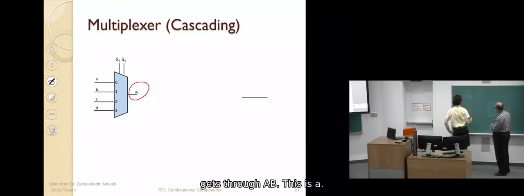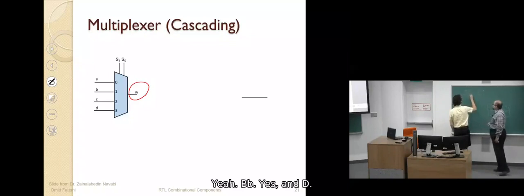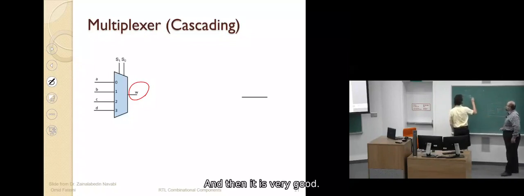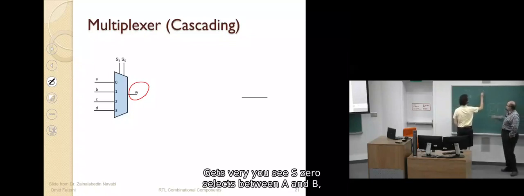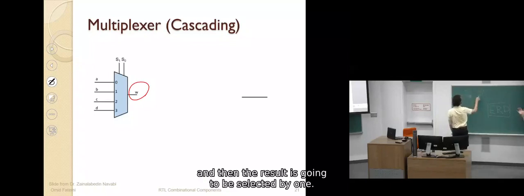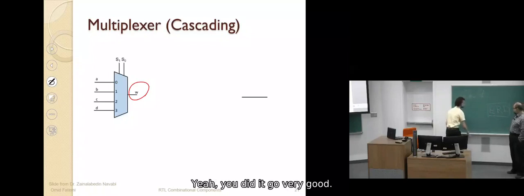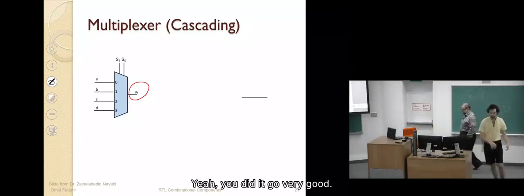That's 0 and 1, so B gets through. No, B. This is, S0 is 1. So right. It is 1, yeah, B, yes, and D. Okay, and then it is 0, B. Very good. B gets that. So do you see S0 selects between A and B and also C and D, and then the result is going to be selected by S1. Very good. Perfect. That's perfect. Yeah, you did it very good.